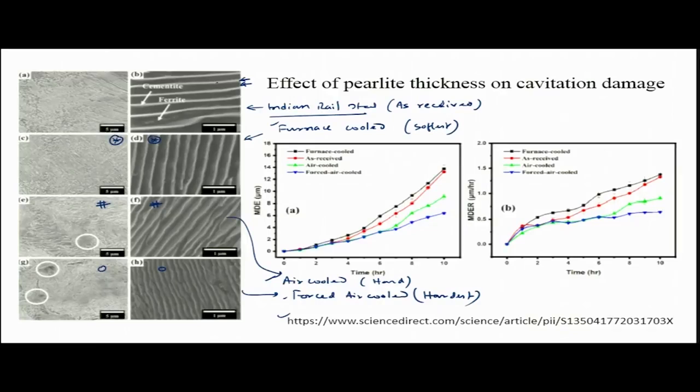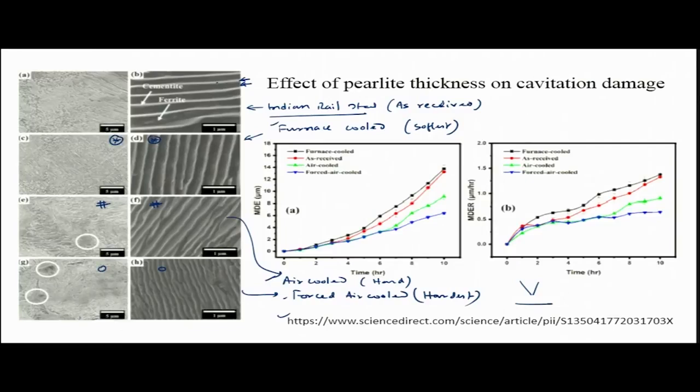MD is basically mean depth of erosion, and MDER is mean depth erosion rate. Okay. So, these are the two factors we try to see as a function of time. For this erosion test we are having an ultrasonicator which has a pin. This pin creates ultrasonic waves that fall on a metal surface, and that way we try to create damage on that. It is basically a typical cavitation mode, and of course, we have seen cavitation is nothing but erosion corrosion.